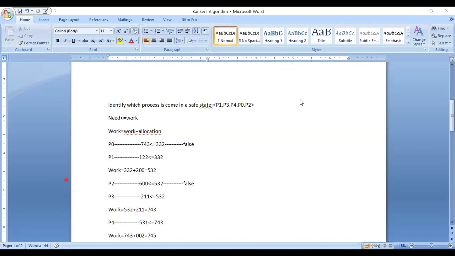Is it clear? I will go to the next topic, that is the last topic in our third unit, that is deadlock detection and recovery.